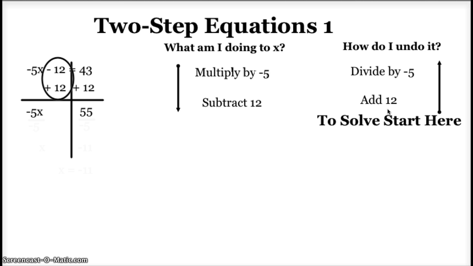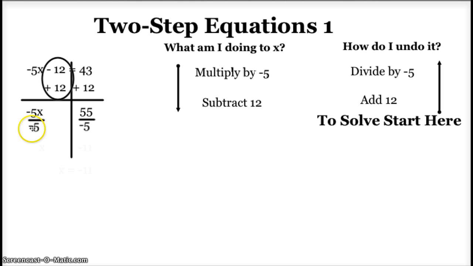The next thing I have to do is I have to divide by negative 5. So I'm going to divide both sides of the equation by negative 5. And I know I have to do it to both sides because my fence reminds me whatever I do to one side of the equation, to keep it balanced, I have to do to the other side of the equation.